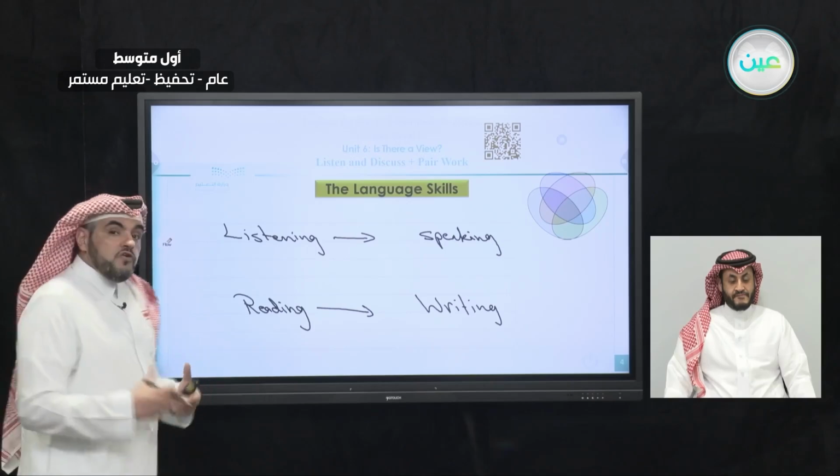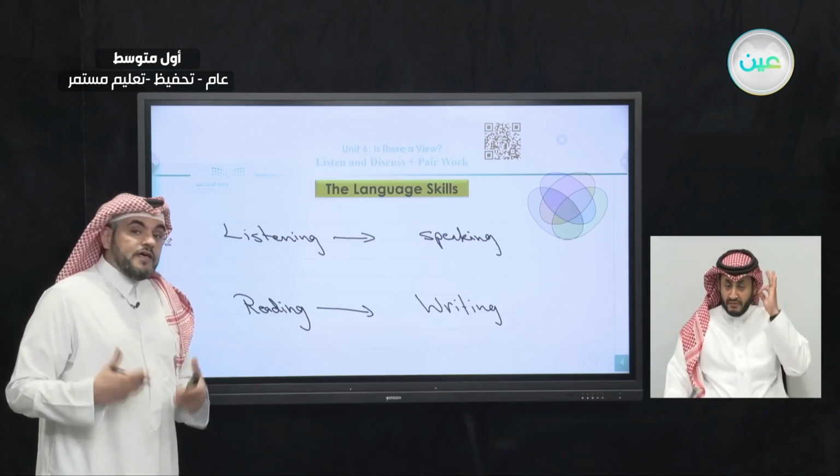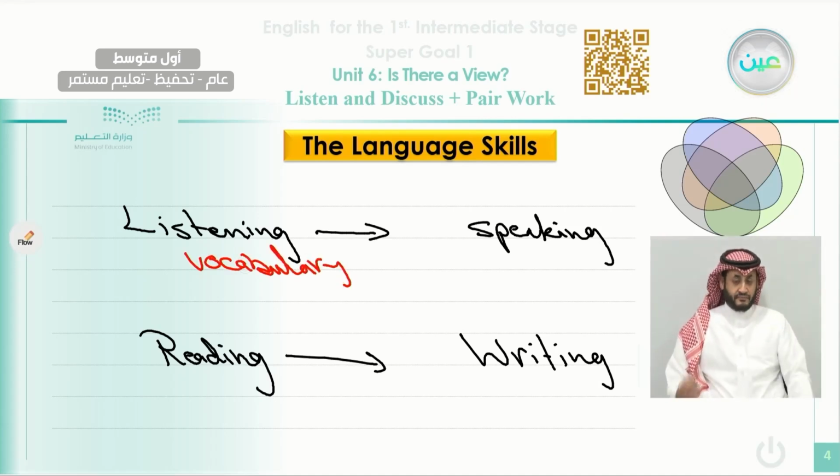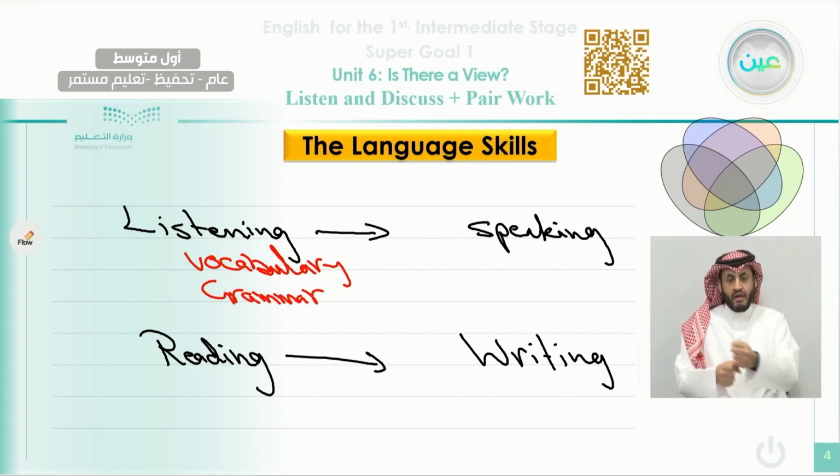If you listen, you have to be smart in listening. You have to take care of 3 things. What should you take care of? Let's take another color so that we write the sub-skills, the other minor skills we call them. When you listen, you have to take care of vocabulary. Vocabulary is very important generally in the language. Also, you have to take care of grammar. So when you listen to good listening, that will be in good grammar. Also, you have to take care of pronunciation.